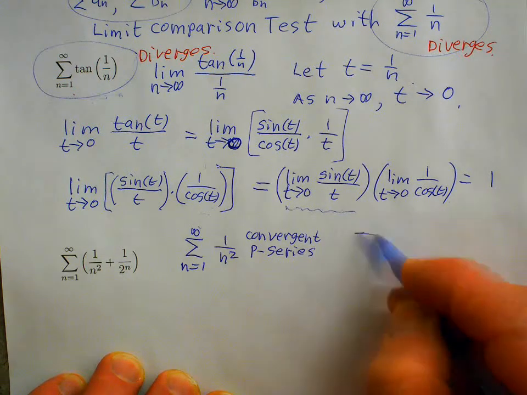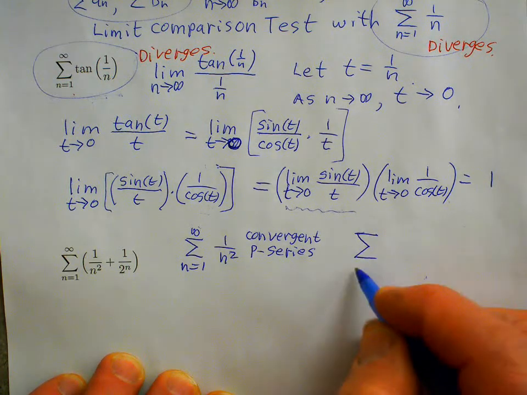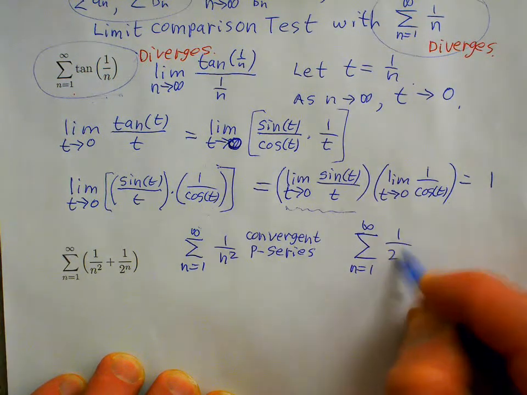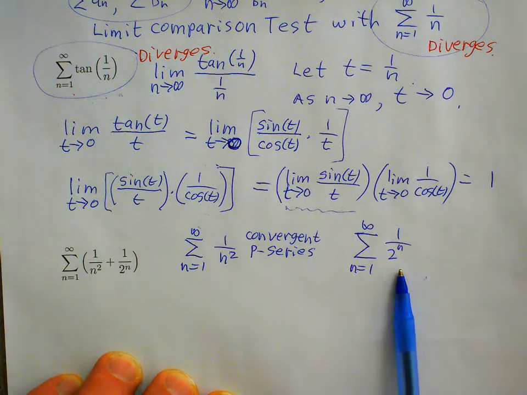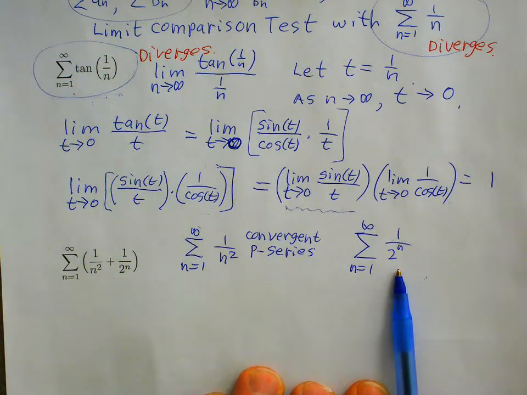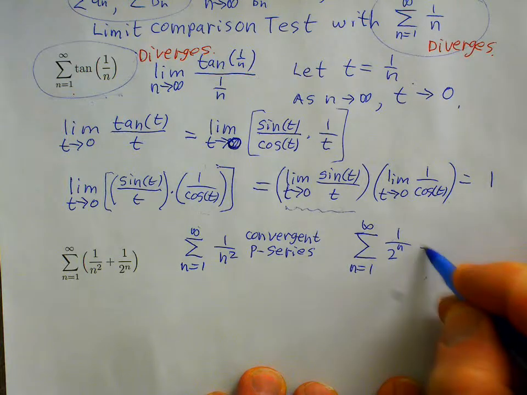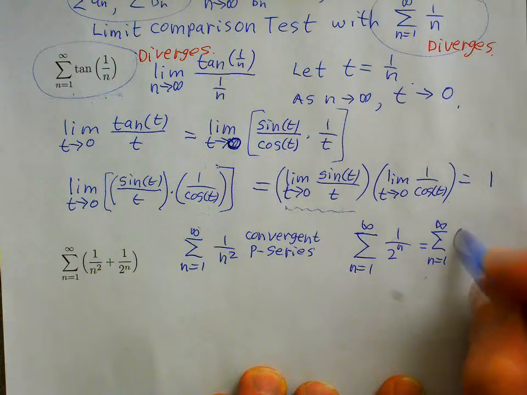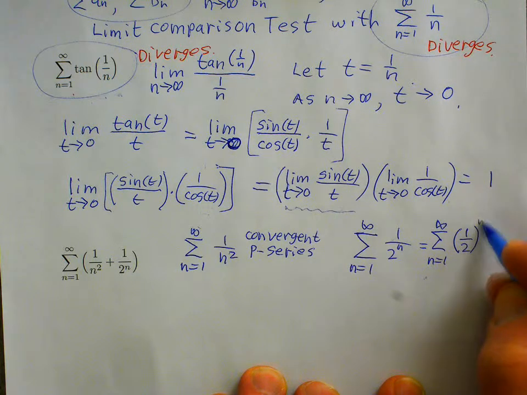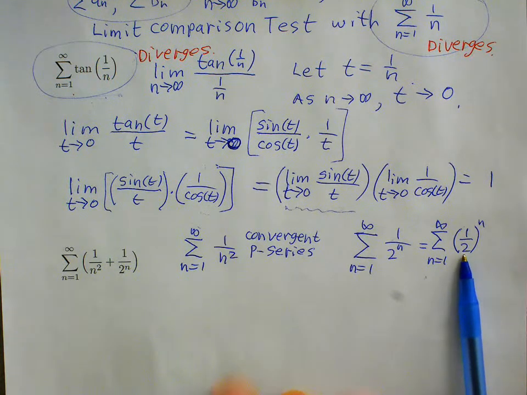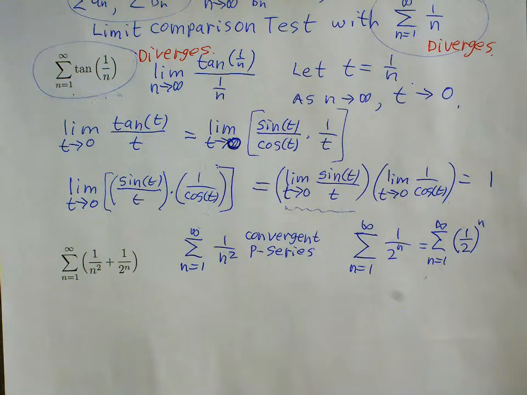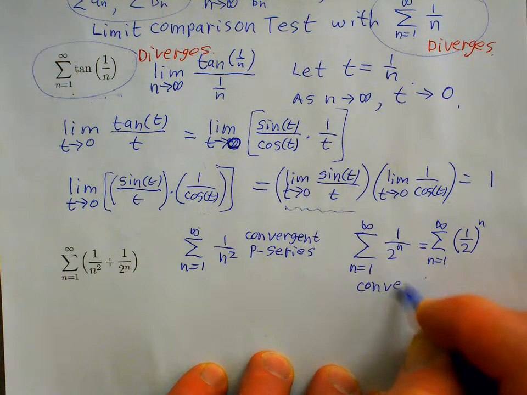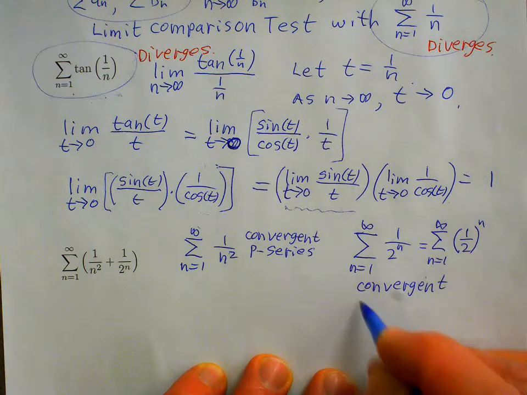And then another series that is involved here is 1 over 2 to the n. What kind of series is this? It's a geometric series. You could also write the terms as 1/2 to the n. So the common ratio is 1/2, which means it also converges. So this is a convergent geometric series.